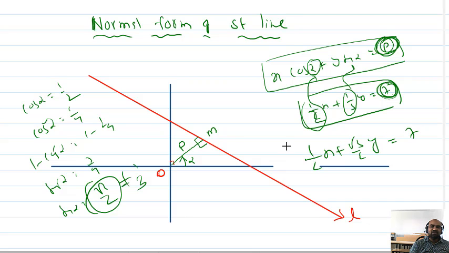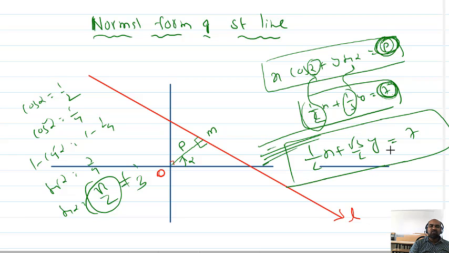But if your equation is given in this form, 1 by 2 x plus root 3 by 2 y equal to 7, for example, any equation given in this form, now directly I can say that the distance from origin to this right line is nothing but 7 only, because this is taken as cos alpha, and you are getting this as sin alpha. Now I can say that this is in the form of x cos alpha plus y sin alpha equal to p. Now I can say 7 is the distance from origin to that line. Okay.